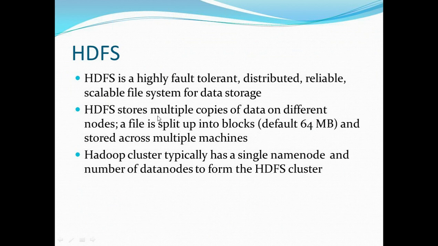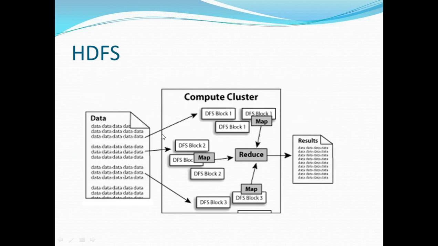We have seen that Hadoop stores multiple copies of the data on different nodes. A file is split up into blocks and stored across multiple nodes. A Hadoop cluster typically has a single name node and a number of data nodes to form the HDFS cluster. That also we have seen. This way I try to explain that your file is split into data blocks, say data block 1, data block 2, data block 3, and then your map reduce process will come on top of this to process the data and show you the results.